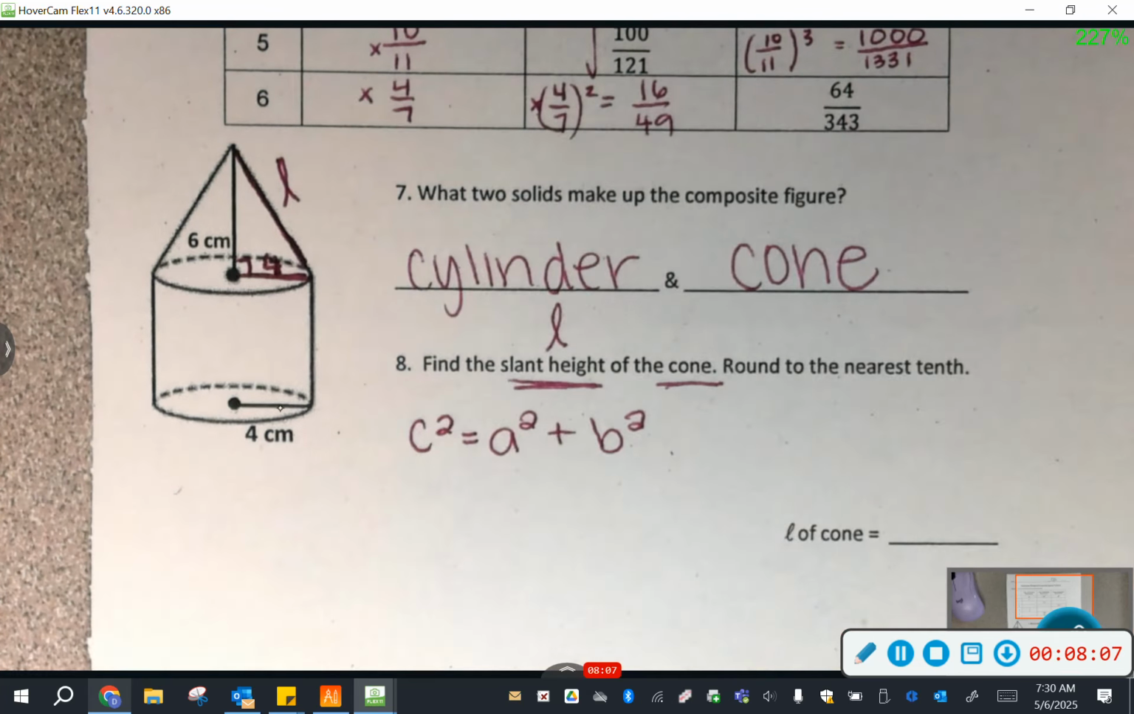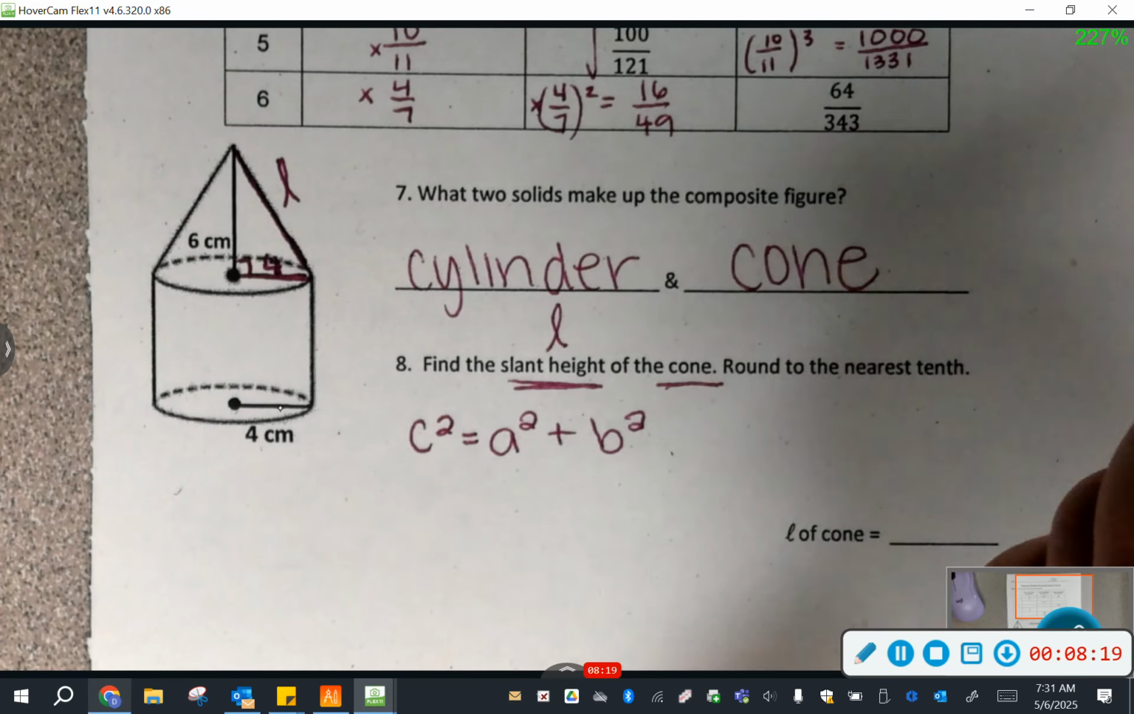plus b squared. By the way, you get to use this on your assessment tomorrow. So you should write down what I'm writing down. And I will not be answering questions. I'll say, oh, look at number 2 on your notes. Oh, you didn't write it down. That stinks.